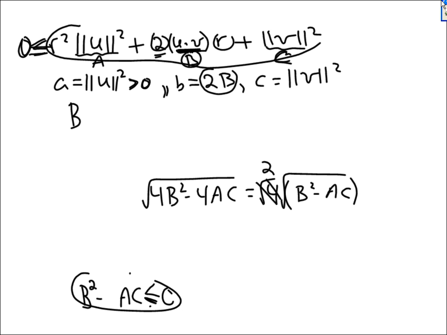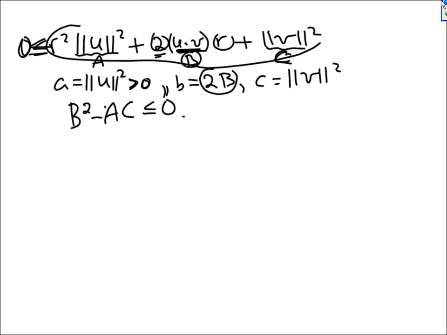So we want the discriminant that's underneath the square root sign to be less than or equal to 0. Okay. Just play with some algebra a little bit, and everything will be okay. If I pass the negative ac on the left side to the right side, that is, if I add ac to both sides, I'll have that b squared is less than or equal to ac.